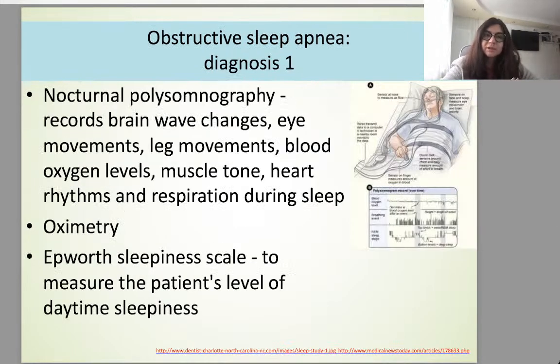For diagnostics of obstructive sleep apnea, we usually perform nocturnal polysomnography. It records brainwave changes, eye movements, leg movements, blood oxygen levels, muscle tone, heart rhythms, and respiration during sleep. Moreover, we usually do oximetry for such patients and check them with the Epworth sleepiness scale to measure the patient's level of daytime sleepiness.